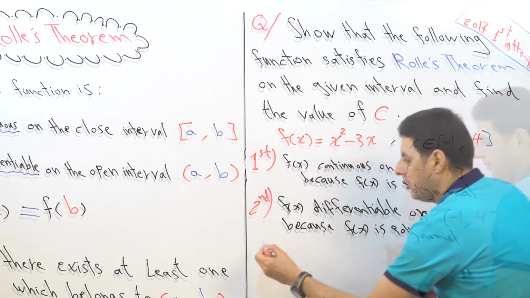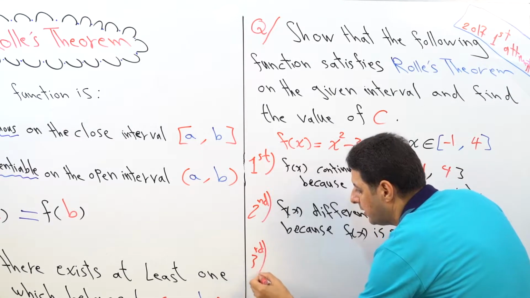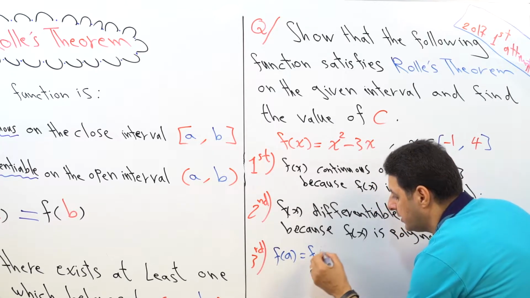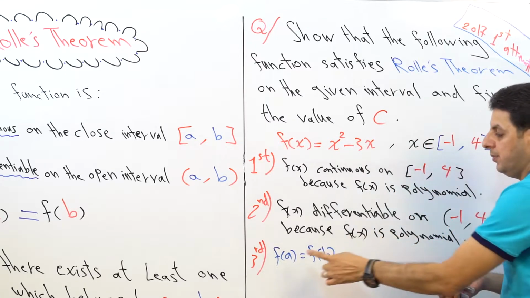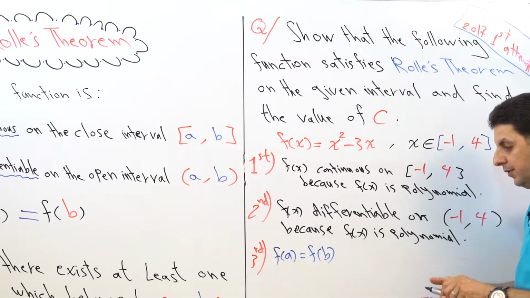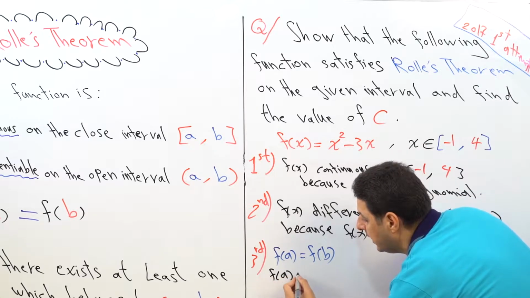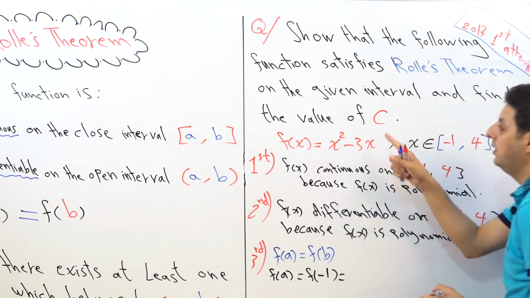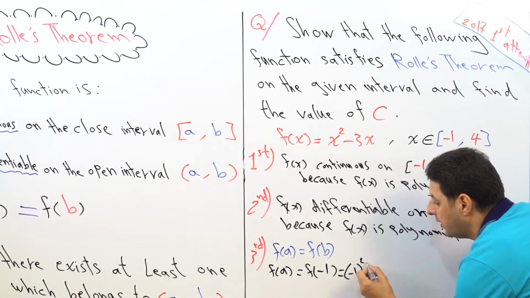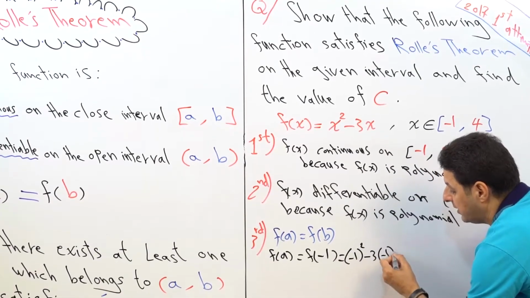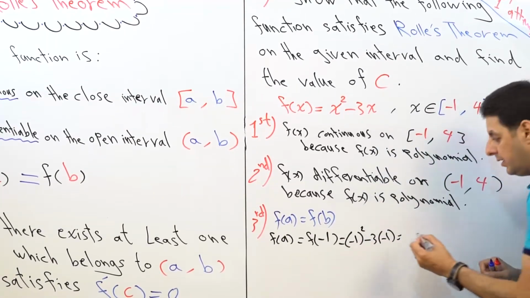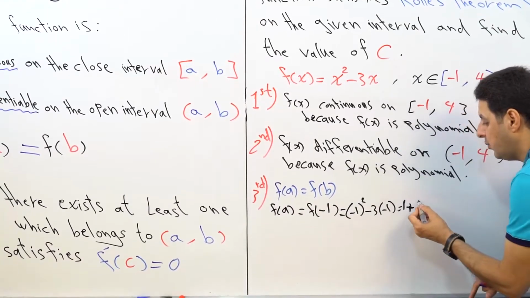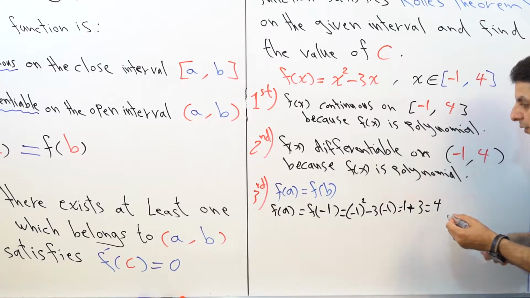Third condition: f of a must equal f of b. f of a, from the question, is at -1. We substitute -1 for every x: negative 1 square minus 3 times negative 1. Negative 1 square is 1, and negative times negative is positive, 3 times 1 is 3. 1 plus 3 is 4.